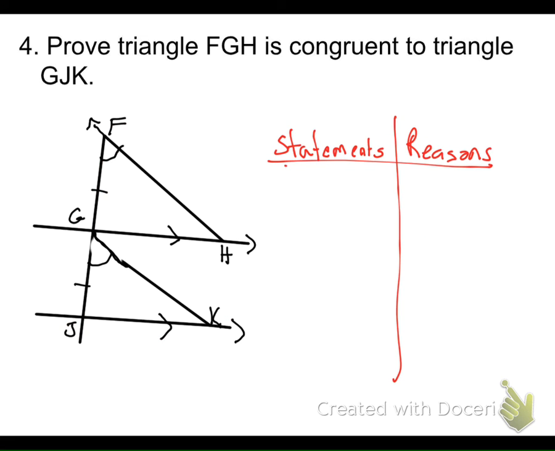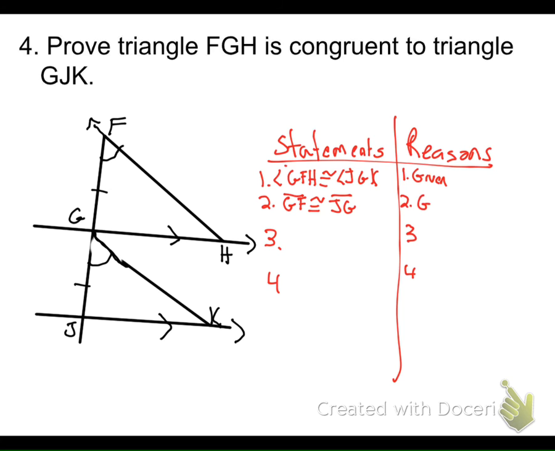So statements and reasons. So our first part is we are going to write out what we know. We know for step 1 that angle GFH is congruent to angle JGK. And we know this because it's given in the photo. We also know that GF, segment GF, is congruent to segment JG. We have to show one other thing to prove that these are congruent. So it's going to be 3, 4, 3, 4, 2 again was given.